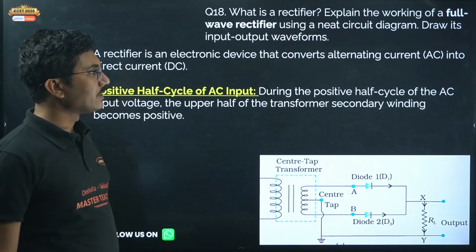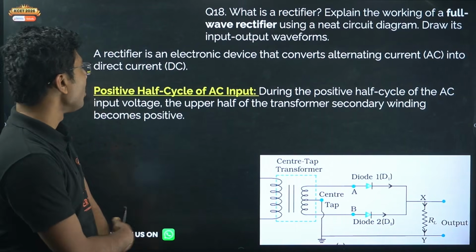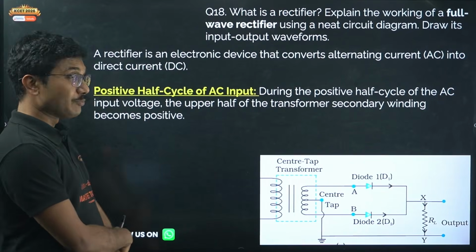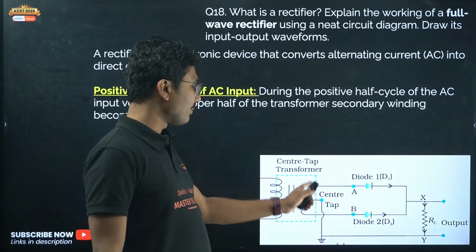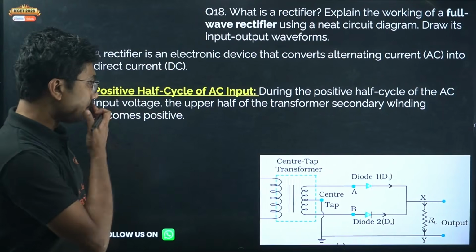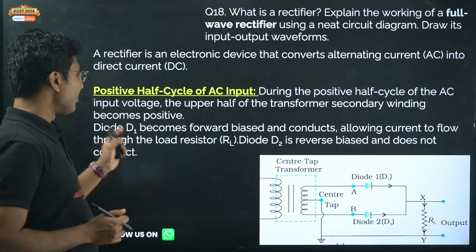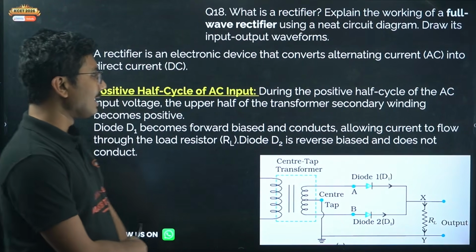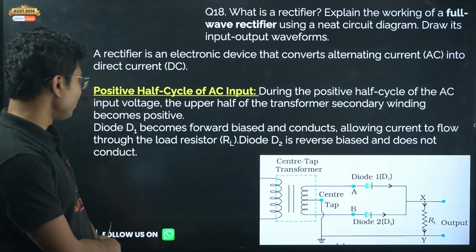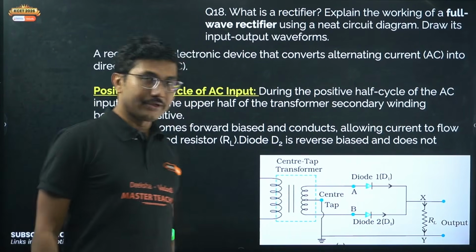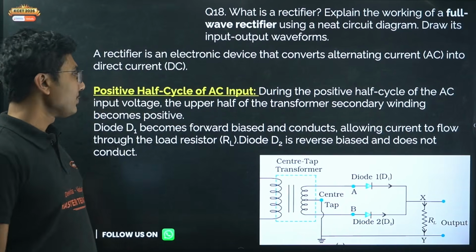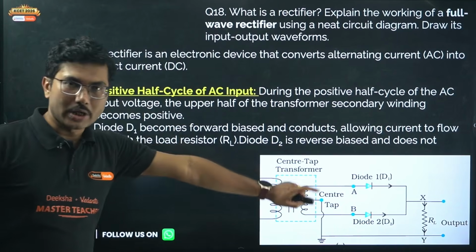During the positive half cycle of the AC input voltage, the upper half of the transformer secondary, that is point A, is positive, and diode D1 becomes forward biased and conducts, allowing the current to flow through the load resistor RL. Diode D2 is reverse biased and does not conduct. So this is a full wave rectifier, where two diodes are there.